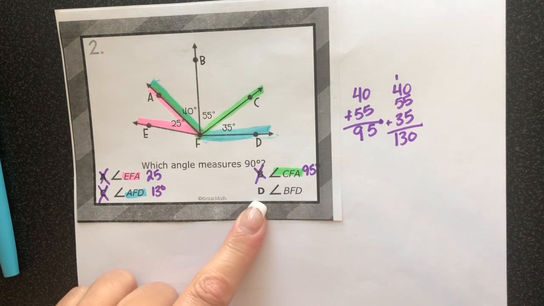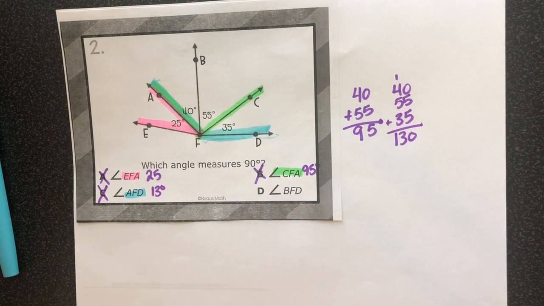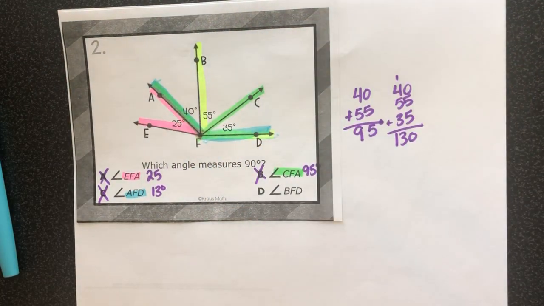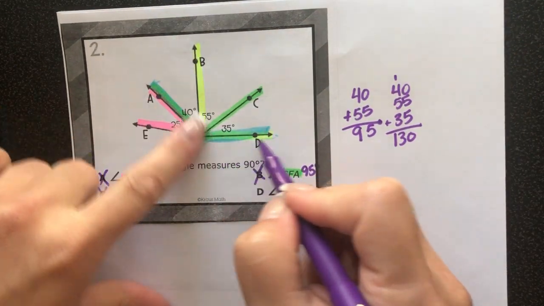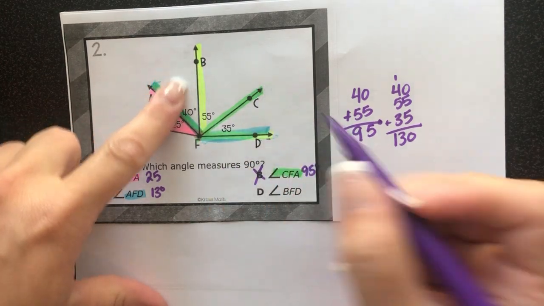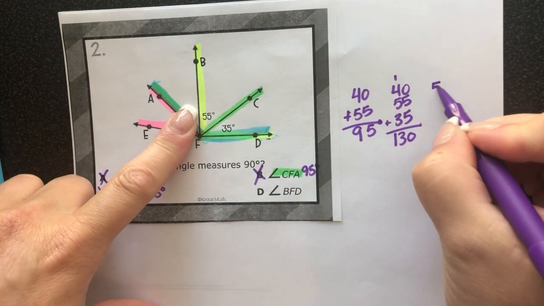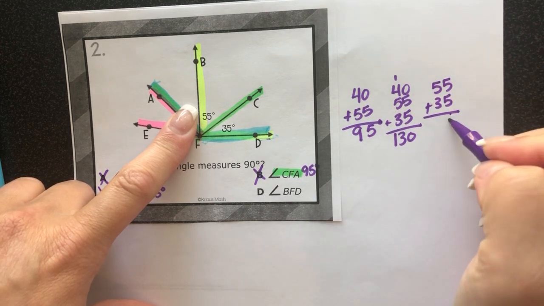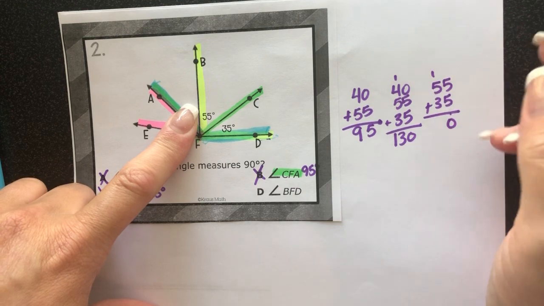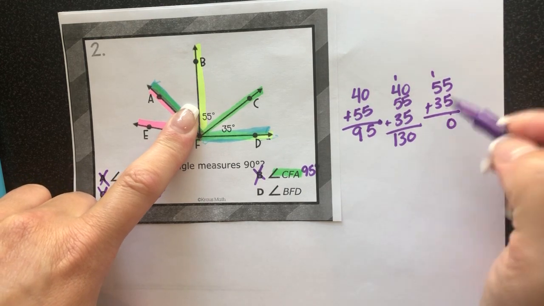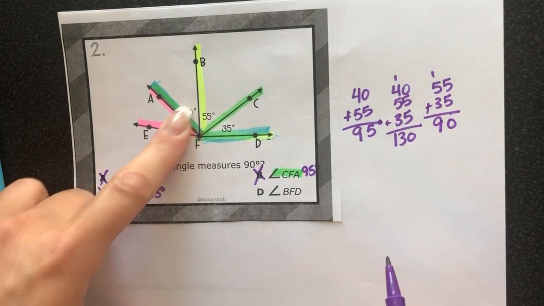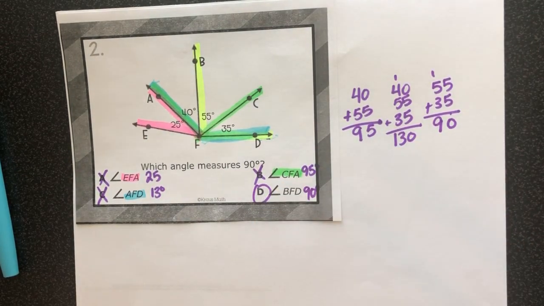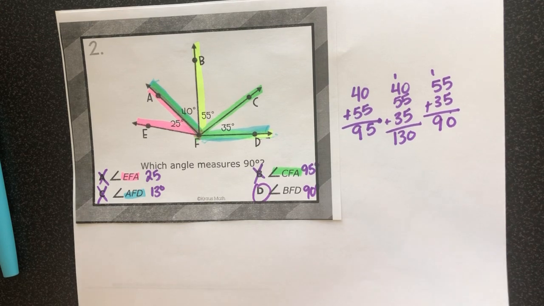Now D, angle BFD. B, F, and D. It's made up of two pieces, two adjacent angles. So I need to combine those two, 55 plus 35, to see if I get 90. 5 plus 5 is 10. 5 plus 1 is 6, and 6 plus 3 is 9. That equals 90 degrees. That's what we're looking for. So that one would be D. Next question.